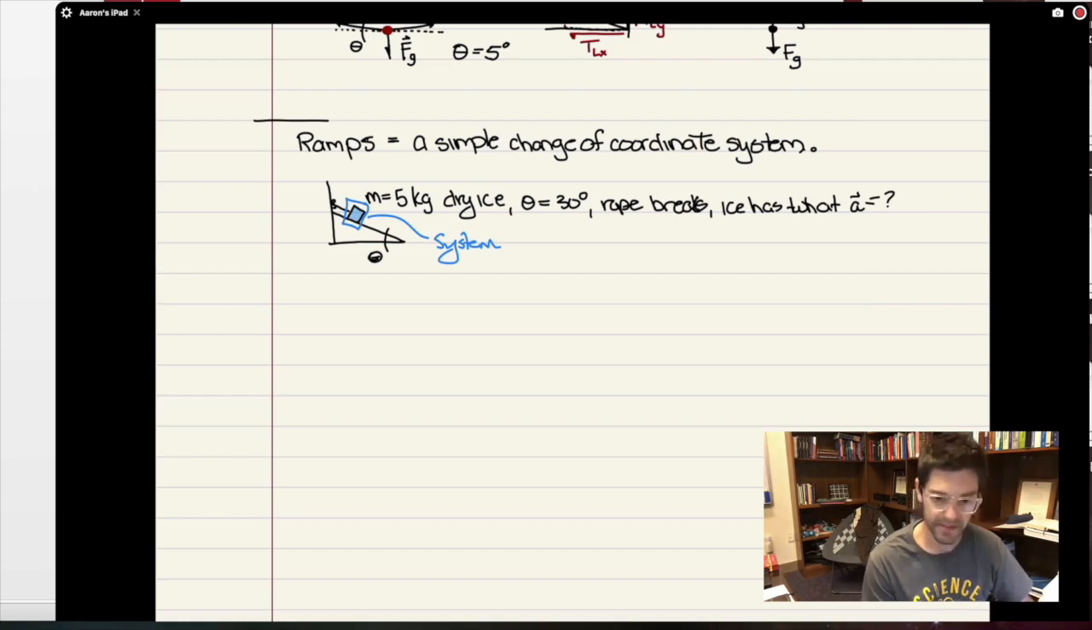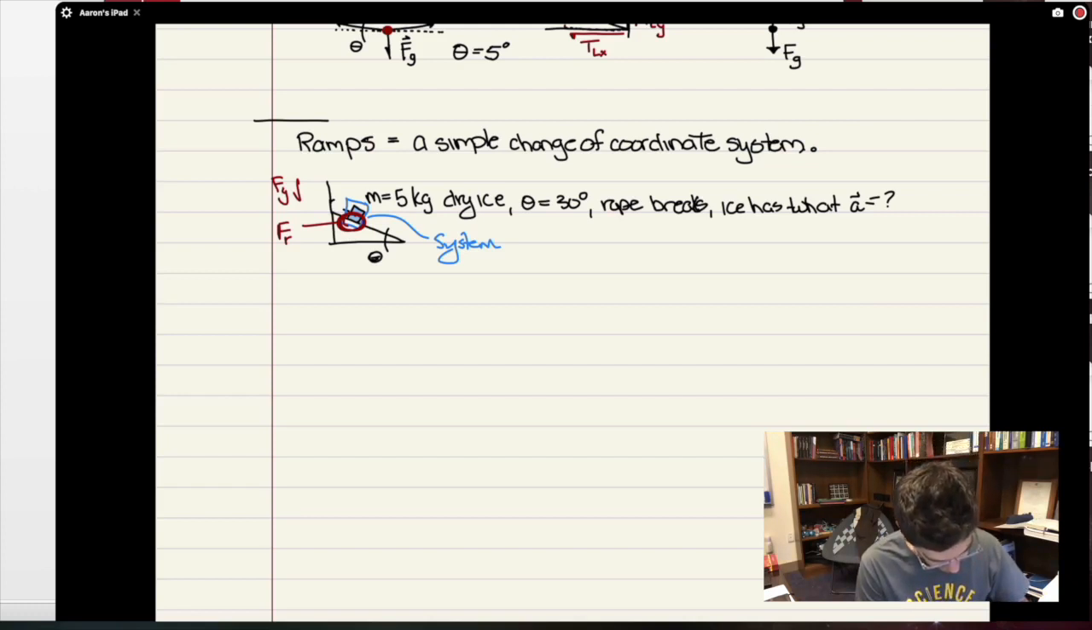I can look at what is touching the system. And this is after, by the way, the rope has broke. So let's get rid of the rope. What is touching the ice? Well, it's in contact with the surface of the ramp, so I might call that F ramp. Gravity, of course, is acting on the piece of dry ice. And that appears to be it. That's the only things that are touching the block of ice.